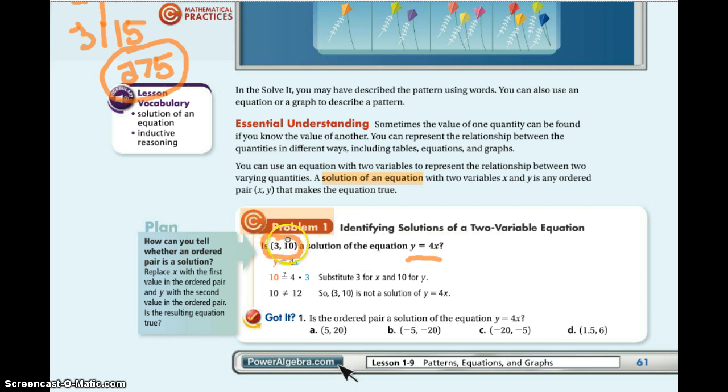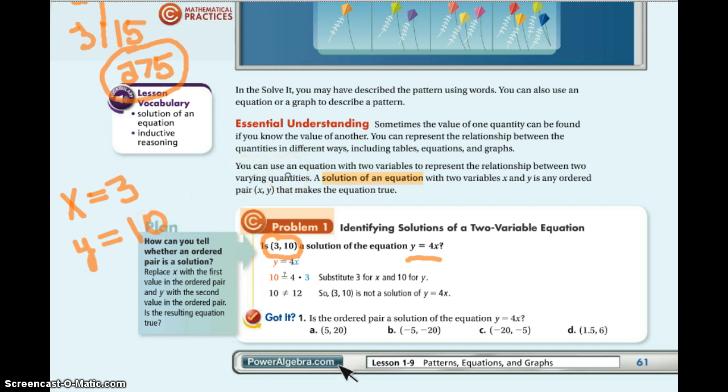Just a refresher on ordered pairs. When I have an ordered pair, this (3, 10), what that's telling me is that my x is equal to 3 and my y is equal to 10. Every single ordered pair always goes x, y.